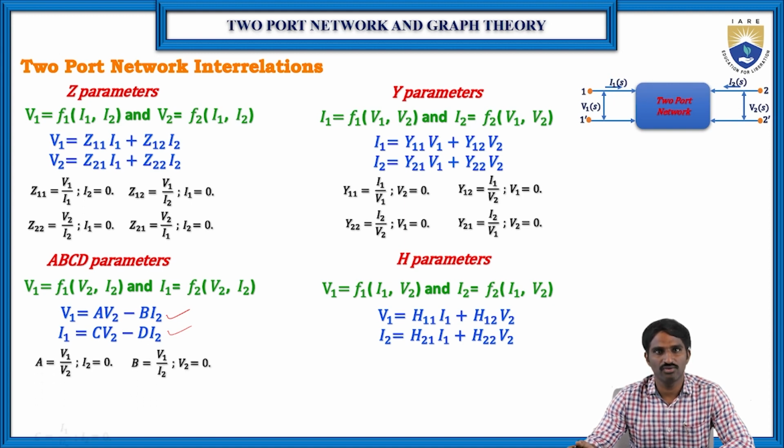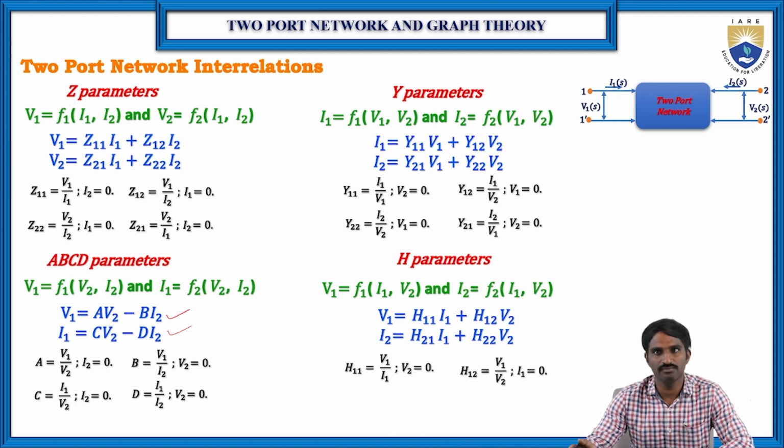Then the ABCD parameters. Here in this case also, one time we are making I2 equal to 0, because we are finding the input parameters, that is V1 and I1, which are all referred to the input side, or the port 1 side. So we should not disturb the port 1 side. In one case we make the output terminals open circuit, so that I2 is equal to 0, and in another case we make the output terminals short circuit, which means V2 is equal to 0. In that way we can find the four ABCD parameters, which are A, B, C and D.